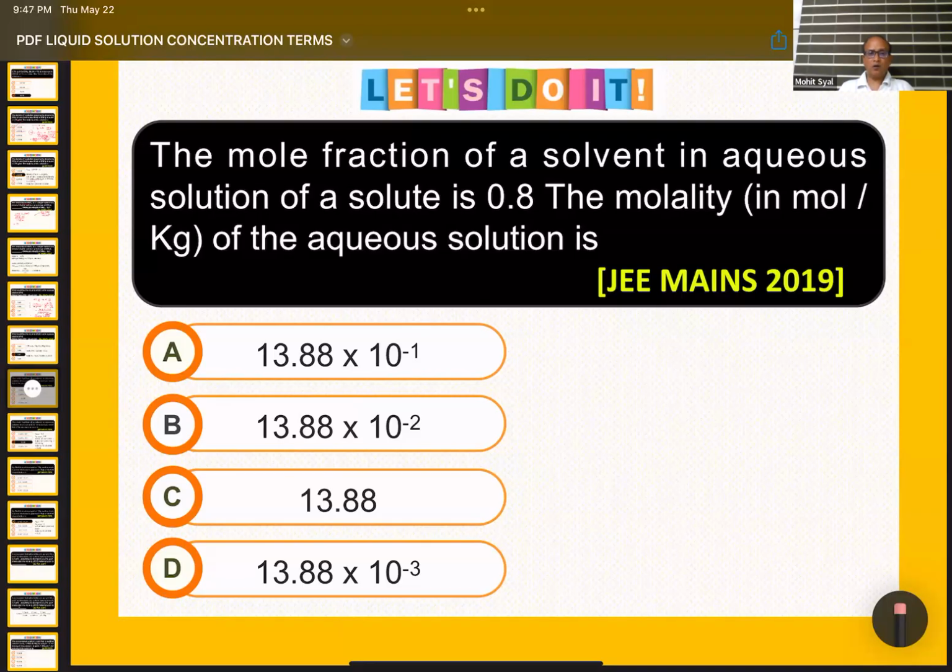The mole fraction of solvent, I would like to draw your attention. This is the word which all of us miss, solvent. Mole fraction of solvent. This is very important to know. In aqueous solution it is 0.8. And as a solution is a mixture of solute and solvent, mole fraction of solute is going to be 0.2.